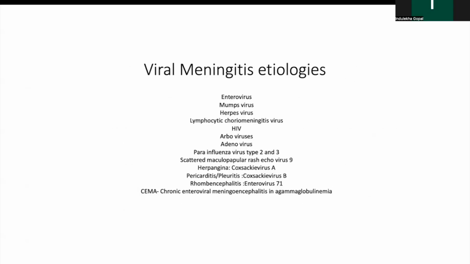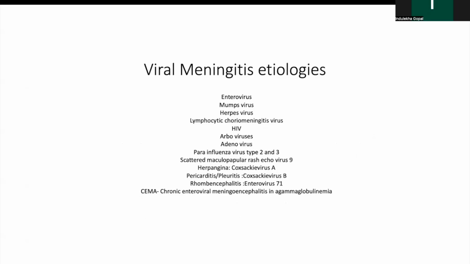So some other etiologies, viral etiologies: mumps virus, HIV is another virus. There are many arboviruses. Adenovirus can cause viral meningitis, parainfluenza type 2 and 3. With echovirus, there can be a maculopapular rash. That's an association.